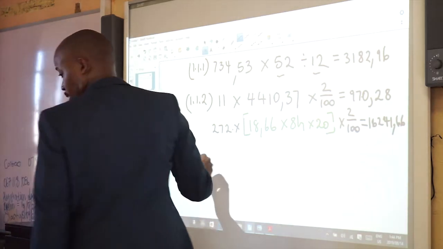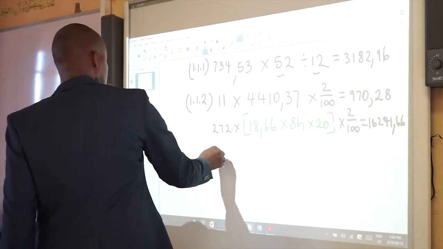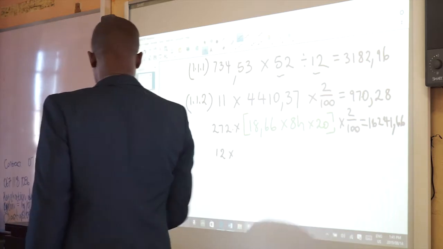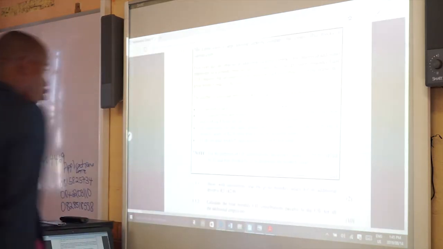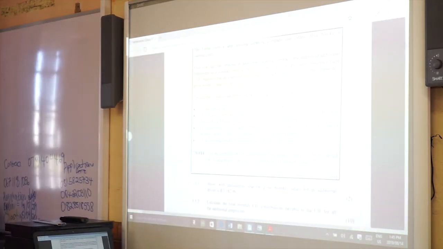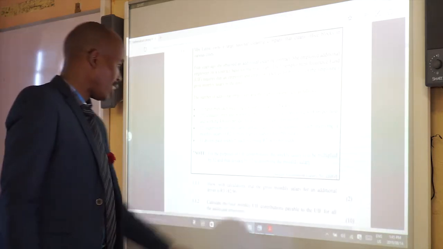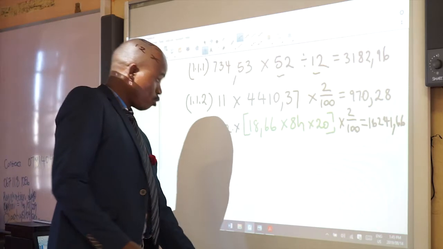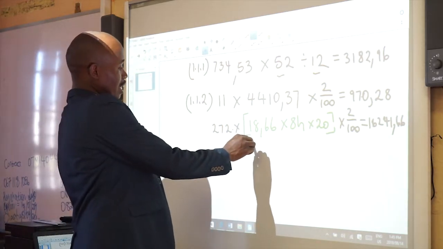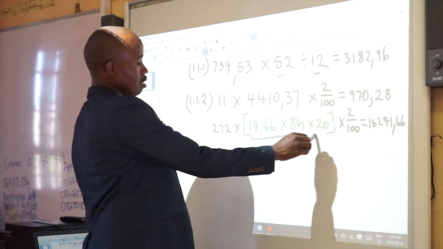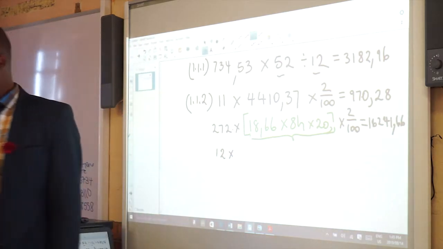How many supervisors do we have? 12 supervisors. And what is the monthly salary of a supervisor? It should pay more than a cleaner. Each receives a monthly salary of 280 rand more than a cleaner. So we need to know the monthly salary of a cleaner. Let's use this calculation to find it. What is the monthly salary of a cleaner?